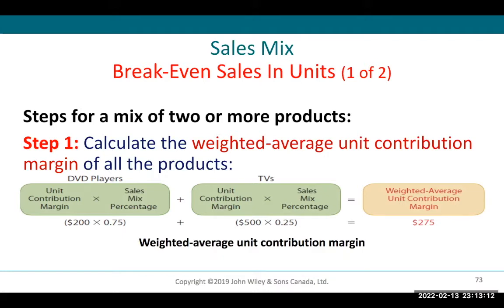All right. So imagine that we have two products, DVD players and TVs. And the contribution margin per unit for DVD players is 200. The contribution margin per unit for TVs is 500. Now, to calculate a weighted average unit contribution, we're going to multiply each of these unit contribution margins by the sales mix percentage. Add those up together and we get a weighted average unit contribution margin.